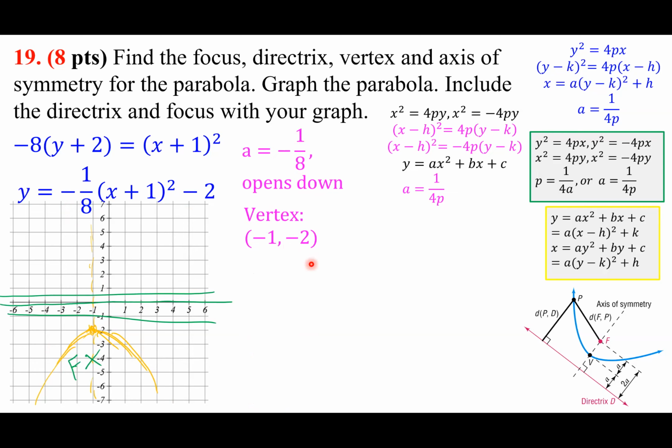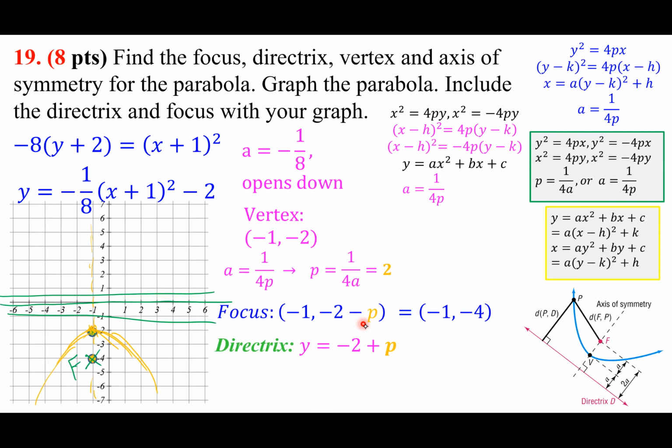The vertex is negative 1, negative 2. Okay, so that's where the vertex is. Since a is 1 over 4p, then p is 1 over 4a, or 2. And simply put, look at the vertex. I'm going to go down by whatever this number says to find the focus. In order for me to go down, that means I keep the x coordinate, negative 2 minus 2 gives me negative 4. That is the y. We have negative 1, comma, negative 2 minus p. That's the location of the focus.